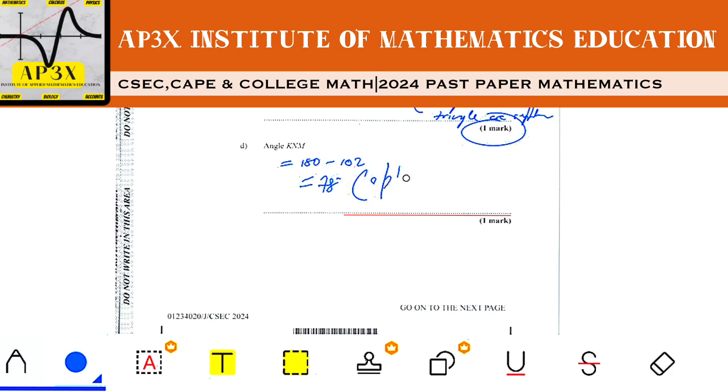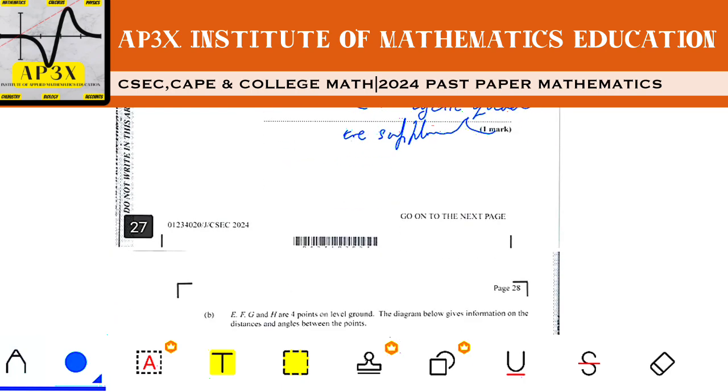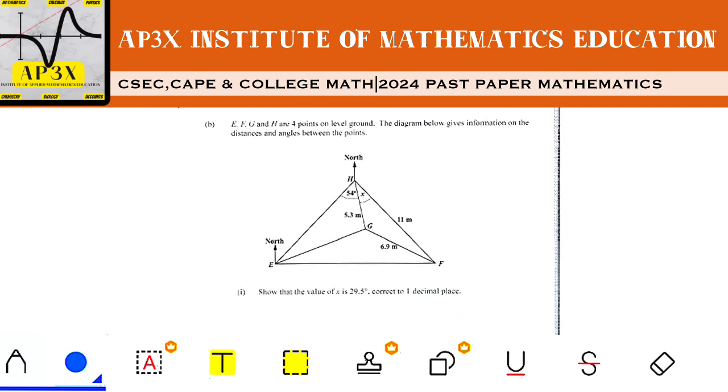Again, the rule is opposite angles in a cyclic quadrilateral are supplementary. Okay, supplementary. All right, so hopefully you guys got that. I think I may have gone a little bit overboard with the statements, but a lot of information here that you can actually learn from this particular topic here.